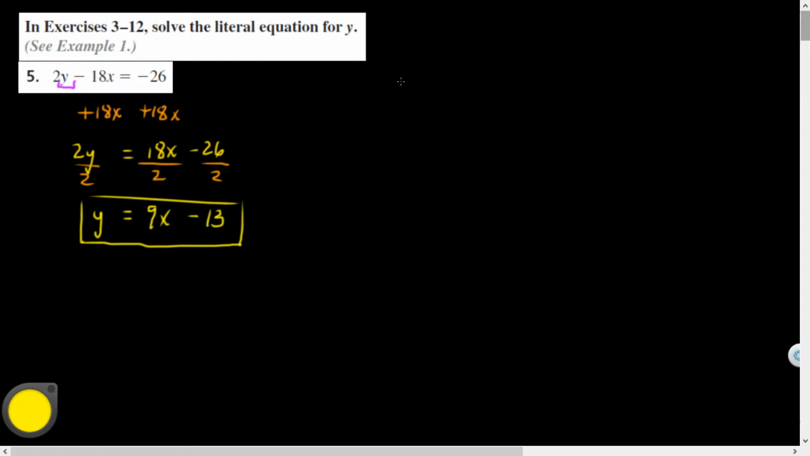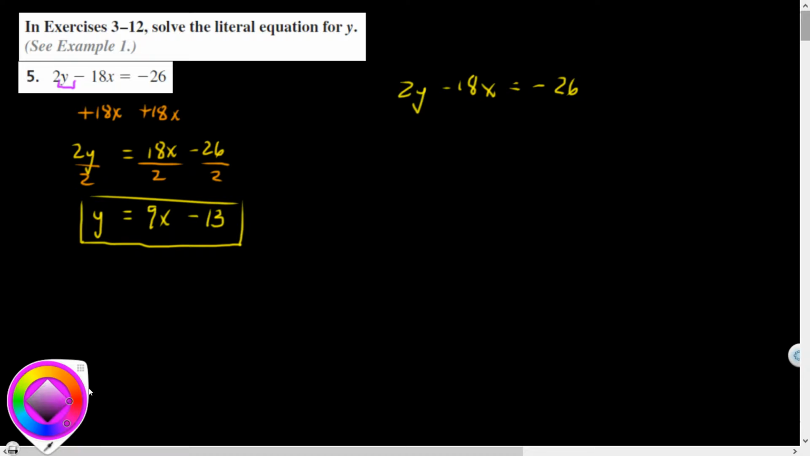Let me actually tell you what, bonus question: 2y minus 18x equals negative 26. Same question if I wanted to solve for x. I just want to show you the idea here. x is being multiplied by negative 18 and added to 2y. So I would move the y to the other side in this case.